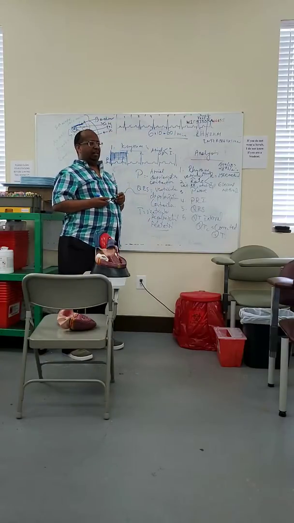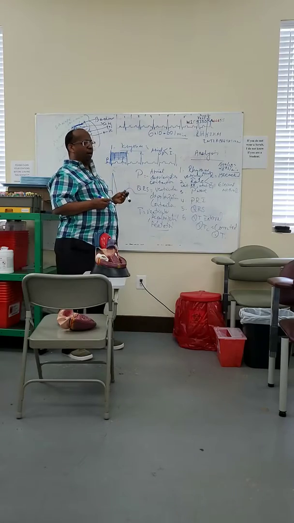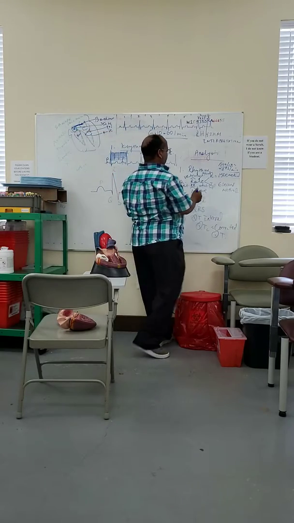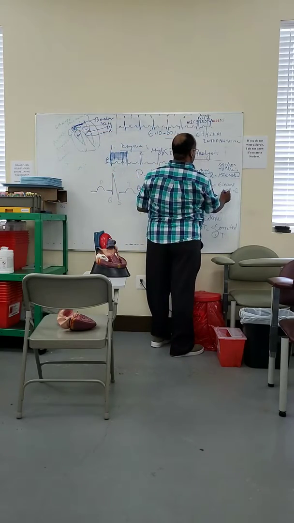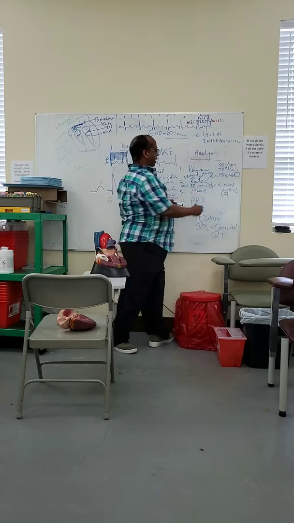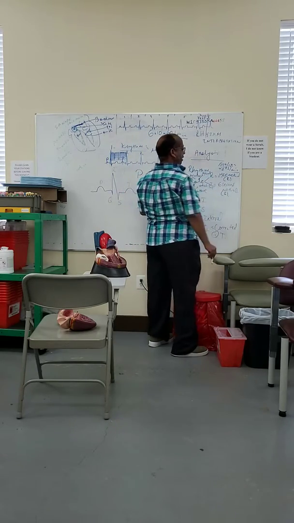This is for irregular rhythm. Usually we use this one for irregular. So when it's an irregular rhythm, you use the 6-second method, the 600. When it's a regular rhythm, then you use the 1500 method.